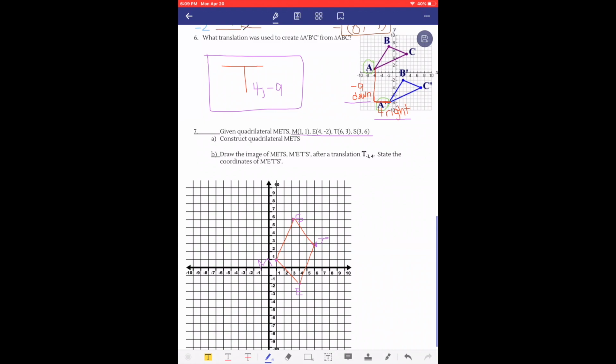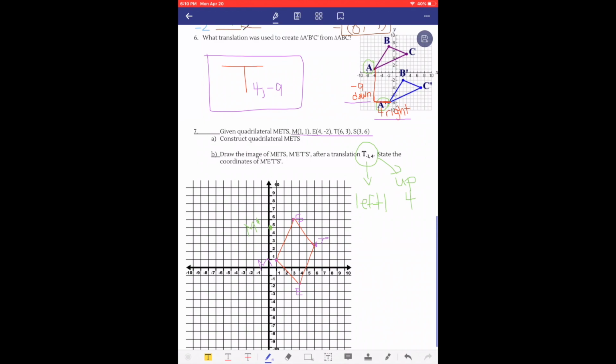Now the translation to get all the prime letters was T, -1, 4. So the -1 means that we're moving left 1 because it's a negative number. And the 4 means that we're moving up 4. That's a positive. Okay, so left 1. Looking at that point M, it was 1, 1. Now I'm going to move it left 1, and then I'm going to go up 4. So my new point here is 0, 5. So that would be M, and make sure you label it prime.